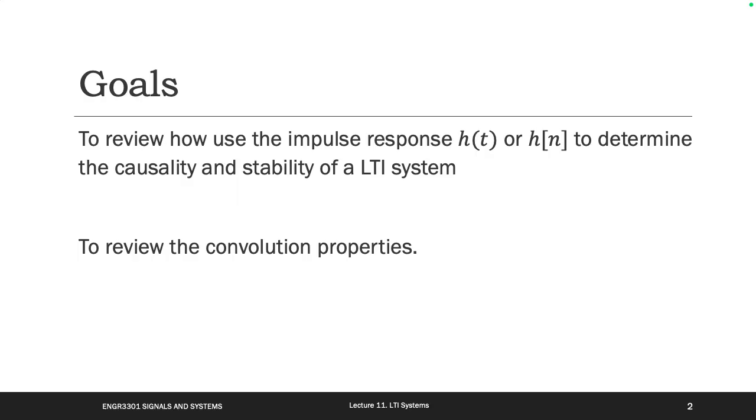Yeah, some properties, am I right, and how to get a convolution sum and how to get a convolution integral. We talked about many examples. Actually, the most important thing for chapter 2 is how to calculate the output using the convolution sum and convolution integral. But here, I want to review the causality and stability of an LTI system, and I want to review the convolution properties, because those two things are very important for the next classes.